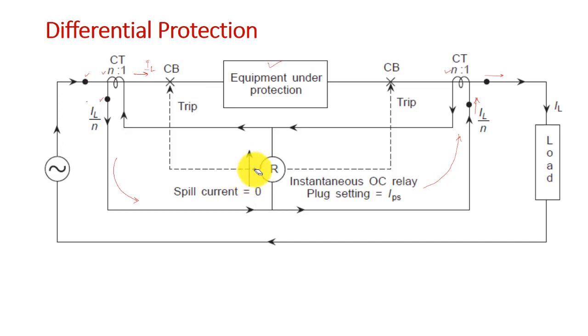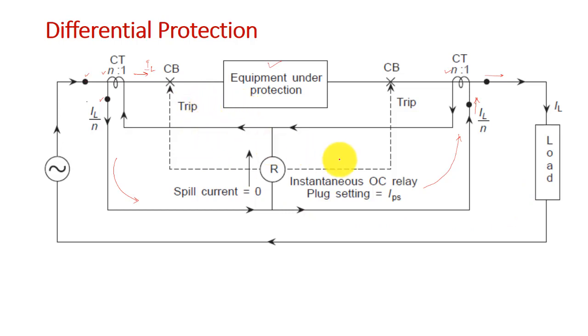The current flowing through this overcurrent relay will be 0 under normal load condition. This is an instantaneous overcurrent relay and the current setting is IPS. So the spill current will become 0 in this case, and therefore the relay will not operate under normal load condition. It is supposed not to operate.